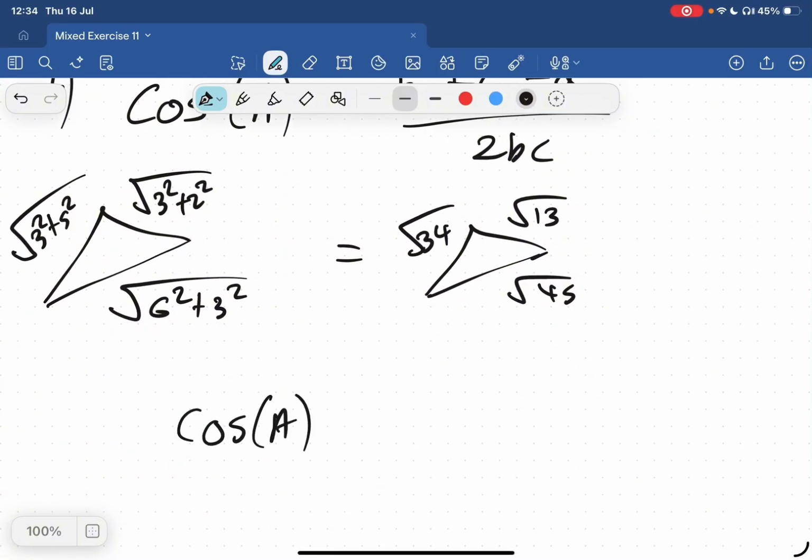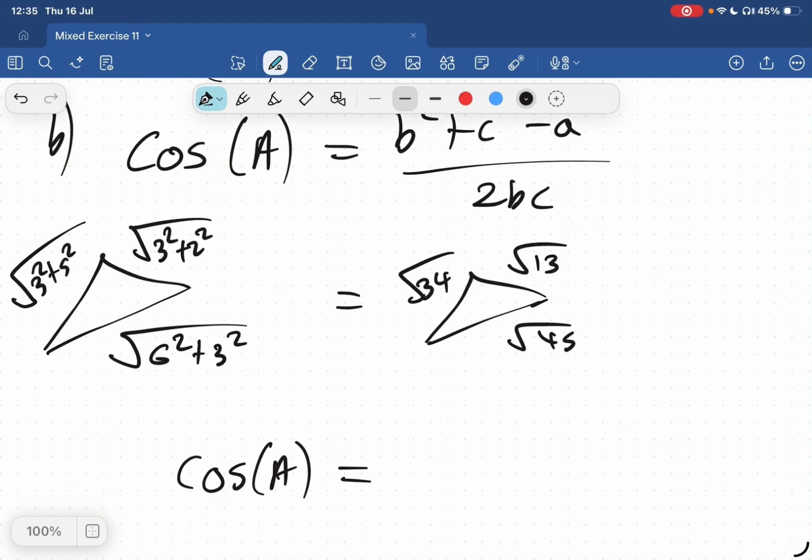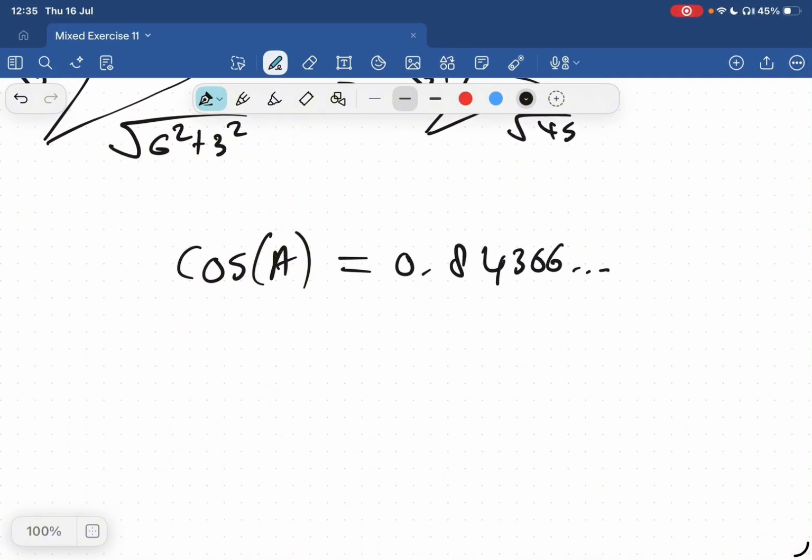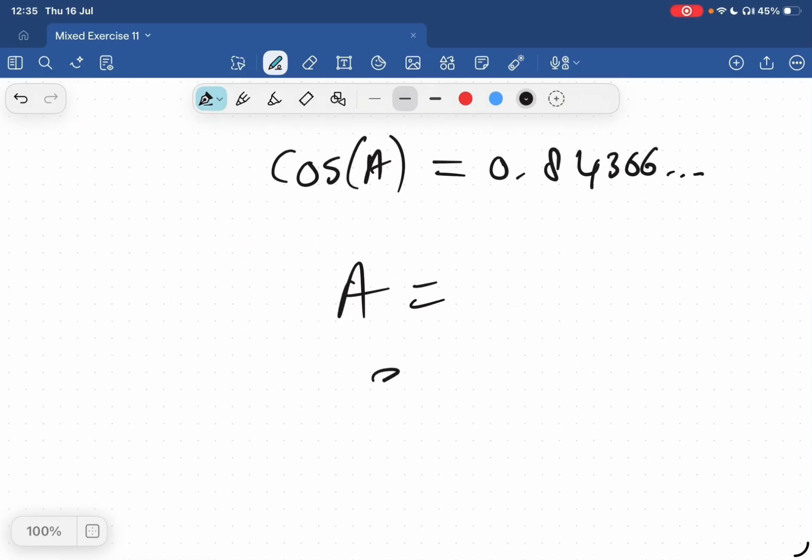We can sub this in to our calculator. Obviously b squared will just be 34, so we don't need to put the square root there. Square it, take away 13, over 2 times square root 34 times square root 45. Okay, we're going to get 0.84366, blah, blah, blah. Just use that as answer in your calculator, cos inverse, and then we're going to get 32.5 degrees. Okay, and that is the angle that we needed.